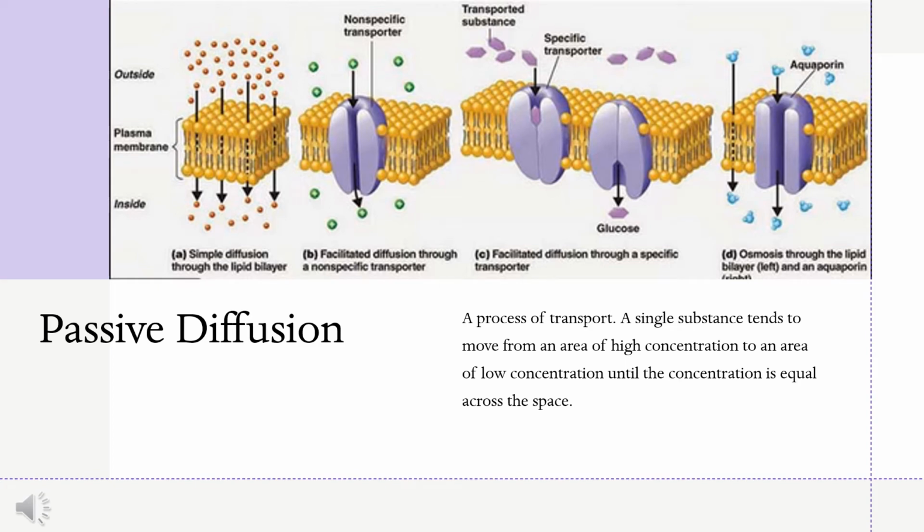Passive diffusion is a process of transport where a single substance tends to move from an area of high concentration to an area of low concentration, until the concentration is equal across the space. For example, think about the opening of a bottle of perfume in a room filled with people. The perfume is at its highest concentration in the bottle, then it spreads out and becomes lowest at the edges of the room. The perfume vapor will diffuse away from the bottle, and gradually more and more people will smell the perfume as it spreads.